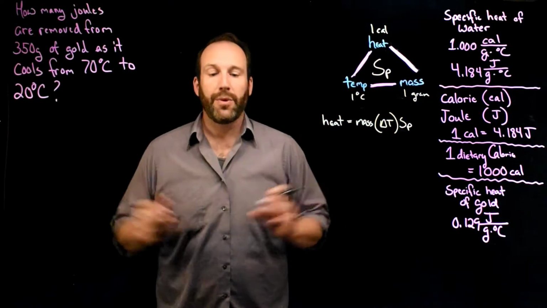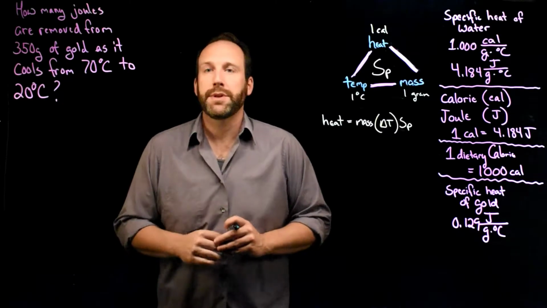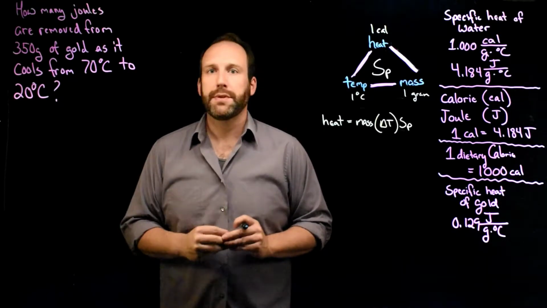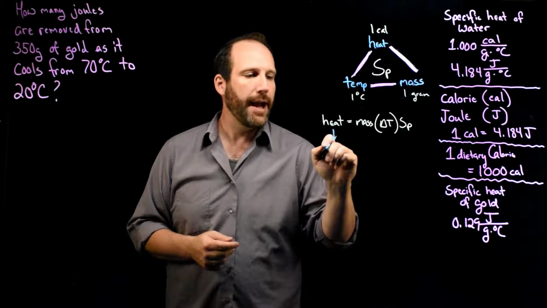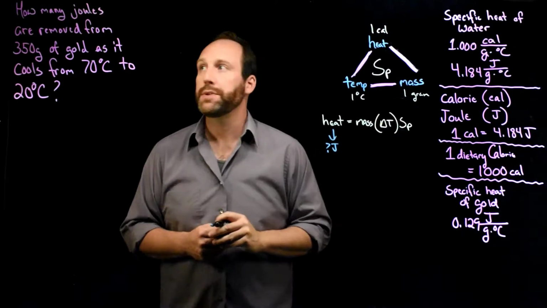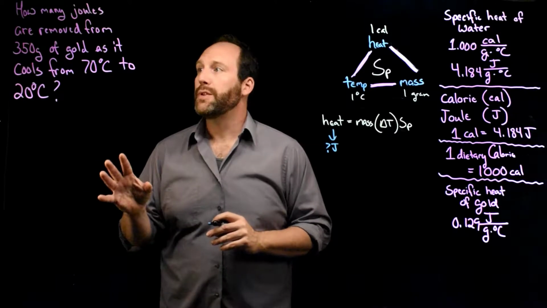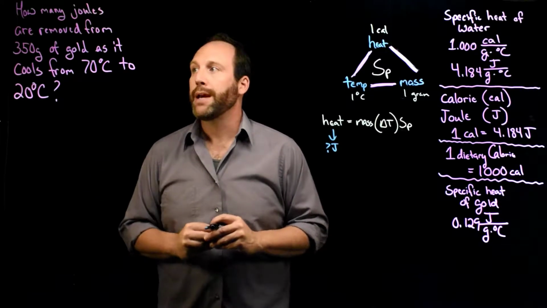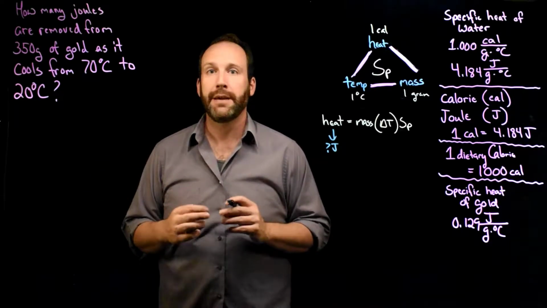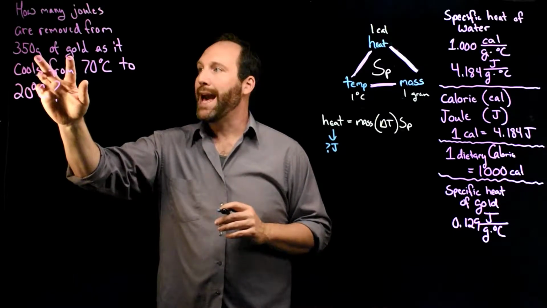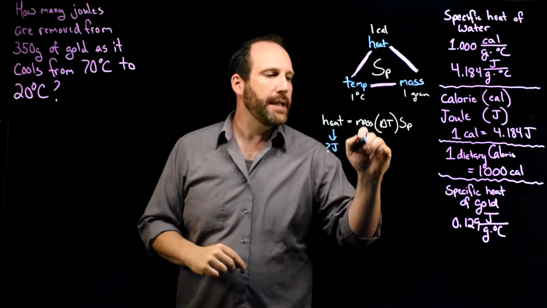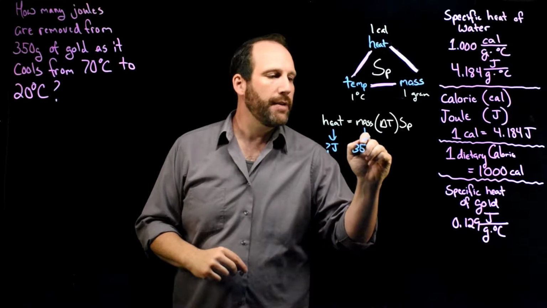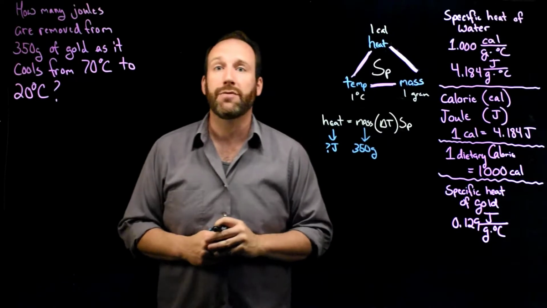Okay, I've erased the board and put up a new problem here. So how many joules, how much heat? Okay, so again, we're going to be asking how much heat in joules is removed from 350 grams of gold. Okay, so again, we know our mass and our substance. So our mass here is going to be the 350 grams of gold.